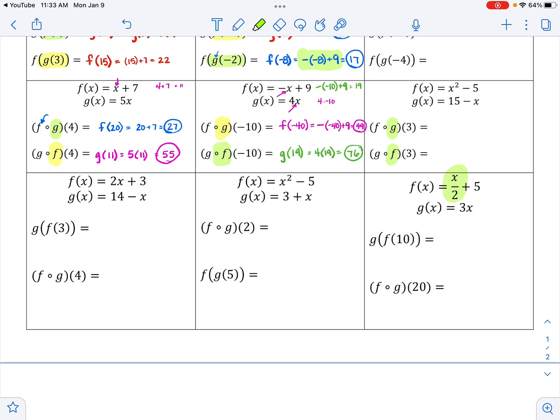When you are done with this, please go to Delta Math and complete the assignment in Delta Math. It's only 5 questions. If you need scrap paper to write on, please flip this paper over to show your work.